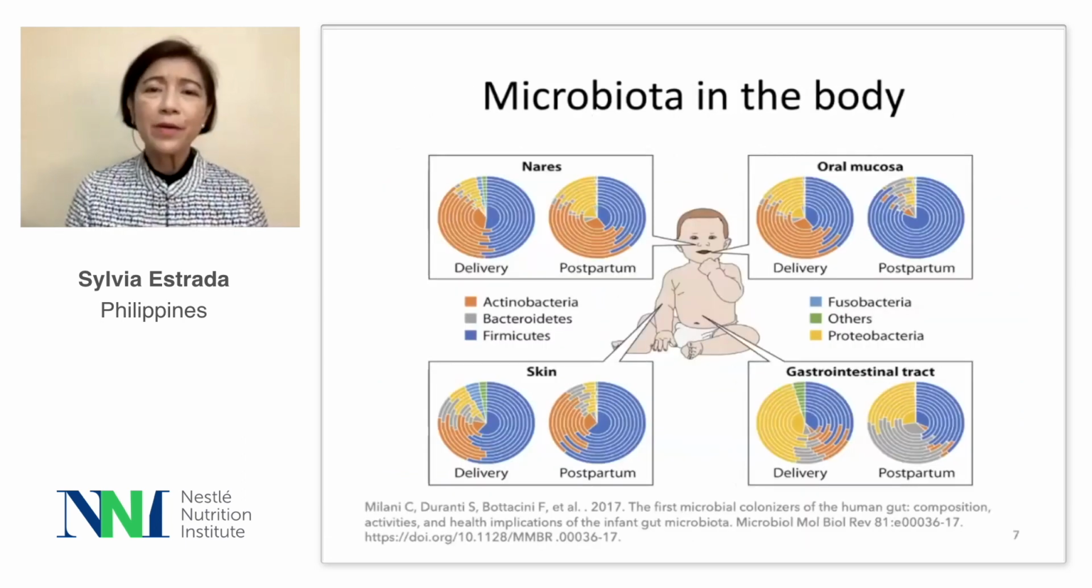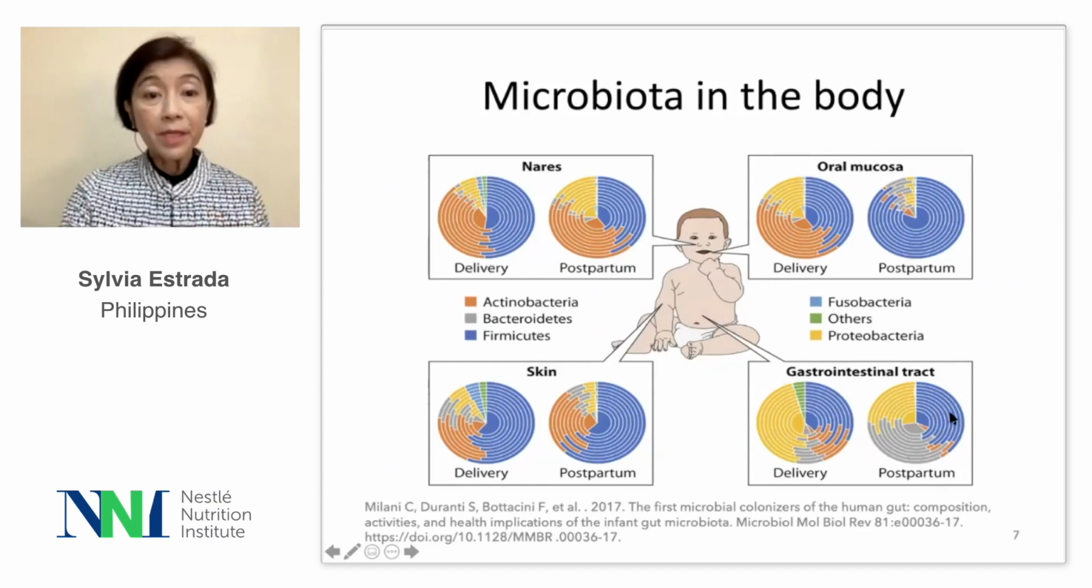So where are the microbiota in our body? In our nose, the oral mucosa, our skin, and of course the gastrointestinal tract. And you will notice at delivery, the spectrum differs from postpartum. Postpartum, we will have almost an equivalent amount of Proteobacteria, Firmicutes, and Bacteroides.